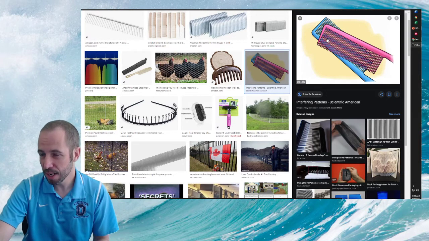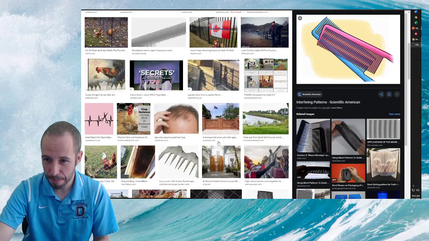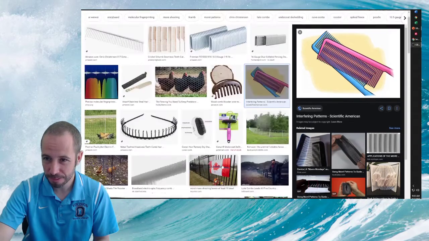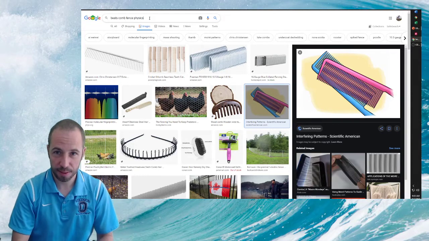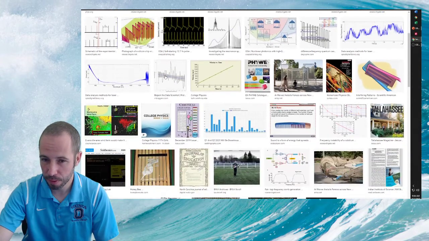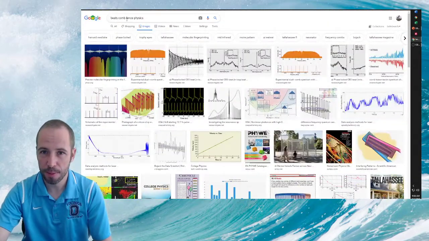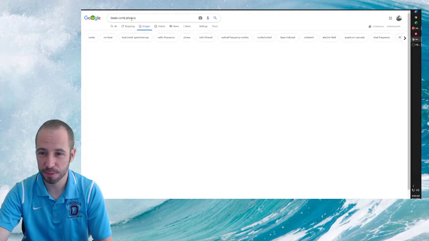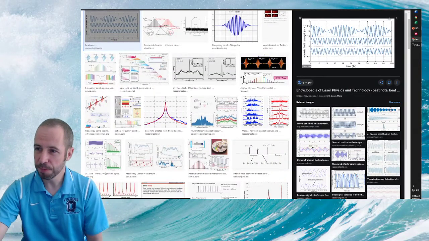Check it out. You guys see how there are some patterns built into this? Actually, that's not great. Let's add the word physics to this. Maybe we'll do either comb or fence. Okay, this is a really good example.